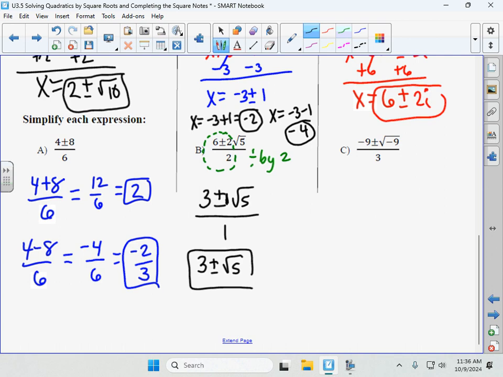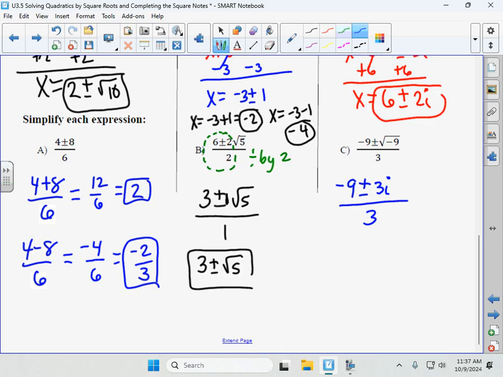Right, and then C, we have that radical, so we want to try to simplify it. And we do have the negative underneath the radical, so we are going to pull the negative out. So we'll have negative 9 plus or minus. Now the negative comes out and we get an i, root 9, and then root 9 is 3. So we have 3i all over 3.